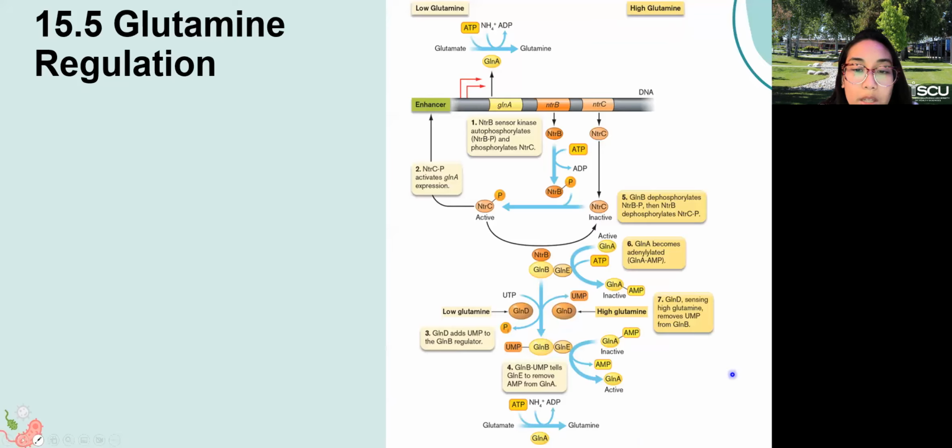Okay, so here it is, the regulation pathway. I know it looks like a lot, but we're going to just focus on a couple things. Notice that the diagram is split into low glutamine and high glutamine, because again, this gene, GLNA, makes the GLNA protein, and this protein converts glutamate into glutamine. Now, if we had low glutamine, we want this to be active. But if we had high glutamine, we obviously want to turn this off because we don't need any more glutamine. So let's talk about what happens during low glutamine.